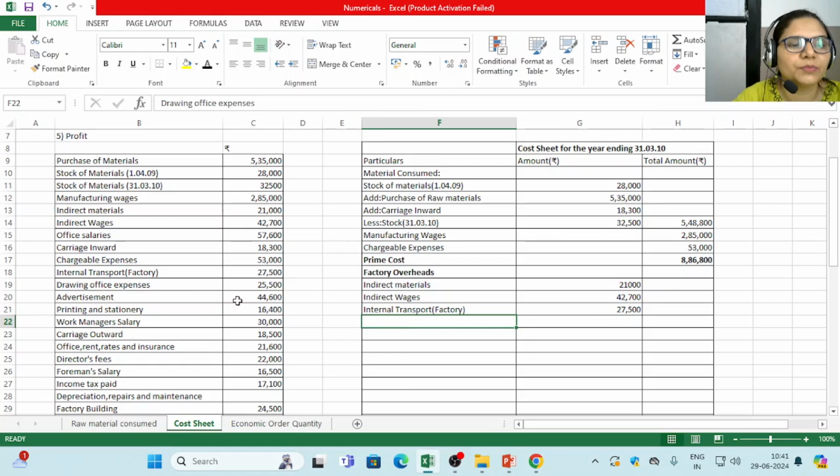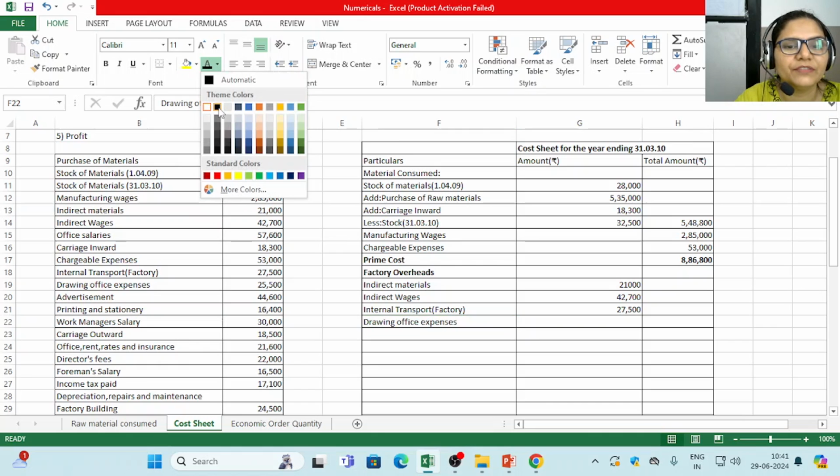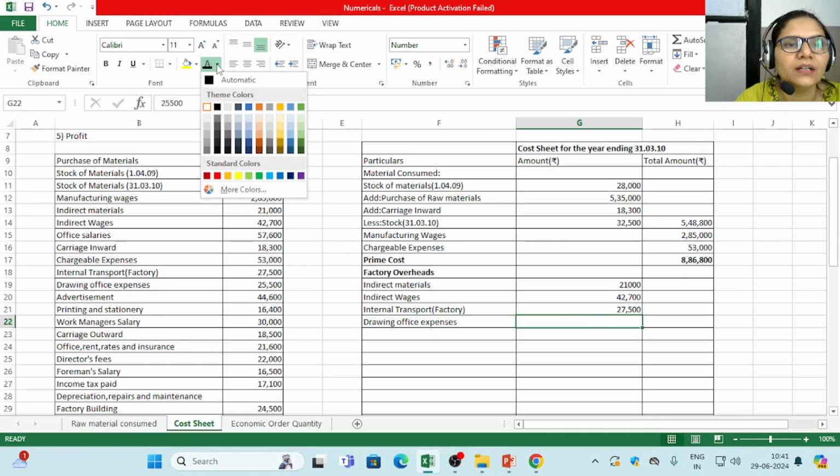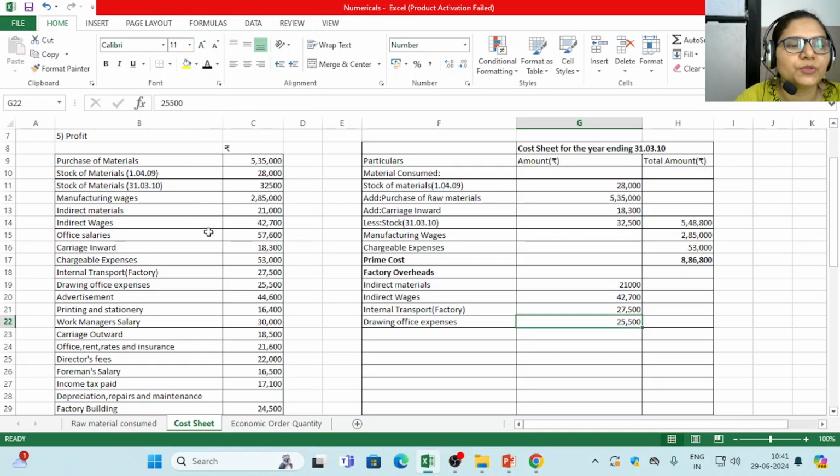After internal transport, we have drawing office expenses. Sometimes we tend to confuse which expense to include under factory and which under office. You have to study that drawing office expenses are basically paid to the engineers of a factory, so they will be included in factory cost, that is rupees 25,500.